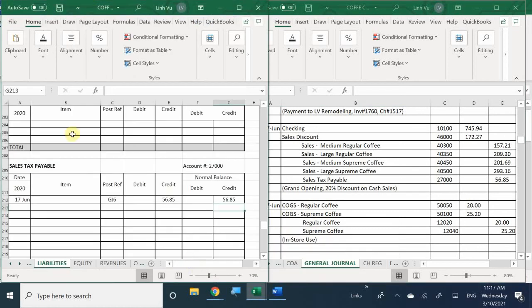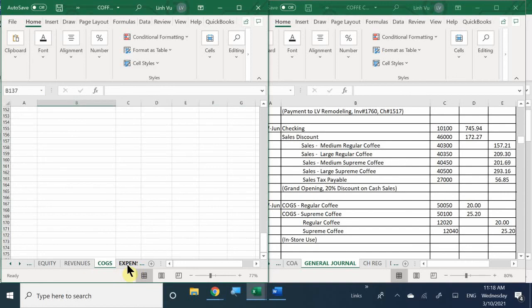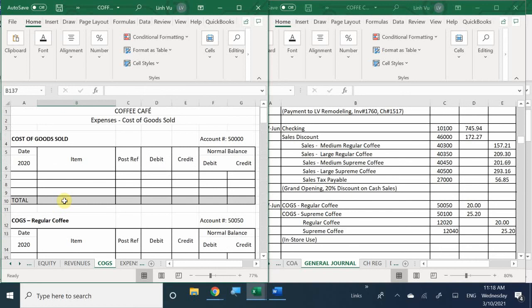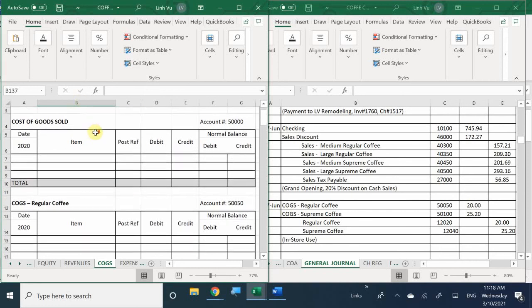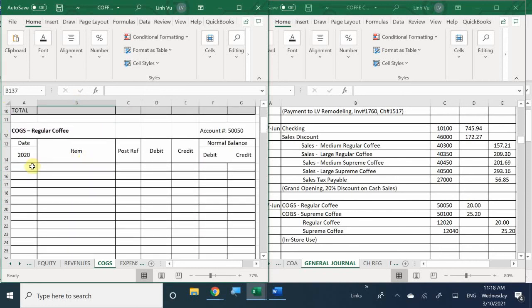Okay, so here I'm going to go straight to my cost of goods sold. Again, it is a separate item, or a separate tab, just because we have so many expenses, so I wanted to separate it. So here we're at cost of goods sold. Right below it is cost of goods sold for regular coffee. So I'm going to write the date. How much coffee did I use for the regular coffee? 12.5 pounds.